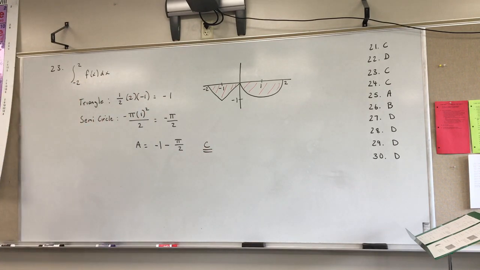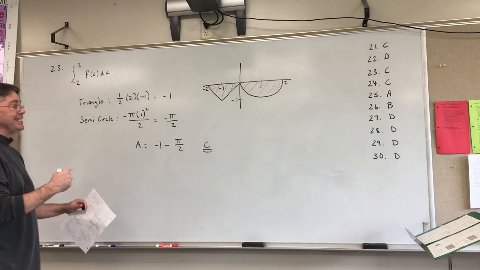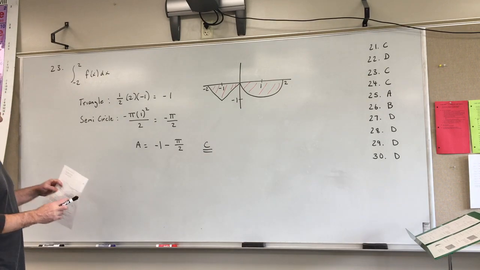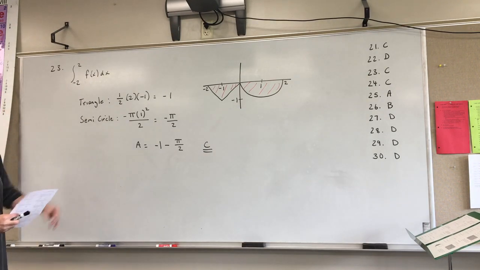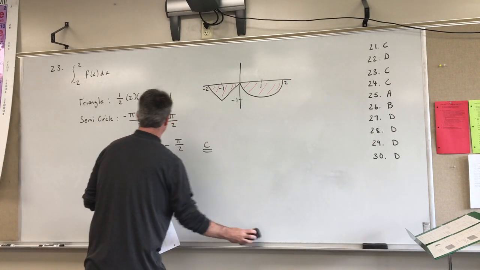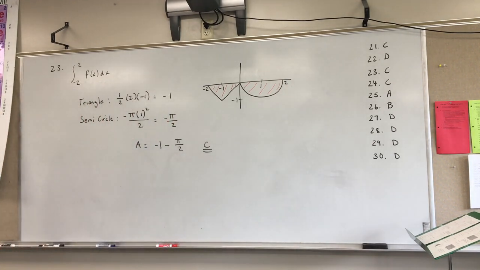So as long as you recognize that it's not D, and D they give you the positive, that if it's below the x-axis, then it's going to give you a negative value. As long as you recognize that, this is a pretty easy problem that you can work pretty fast.